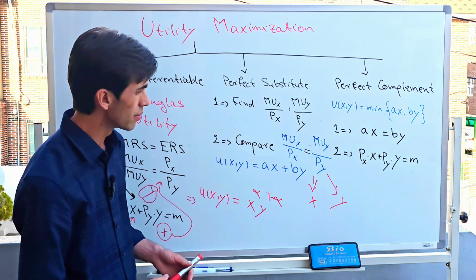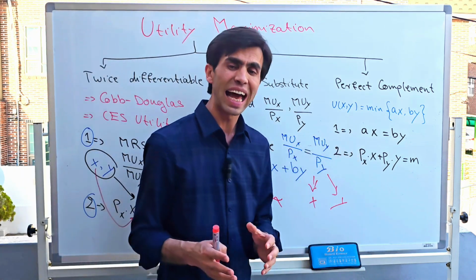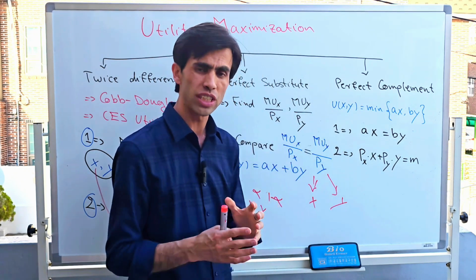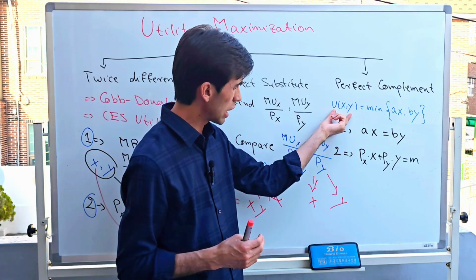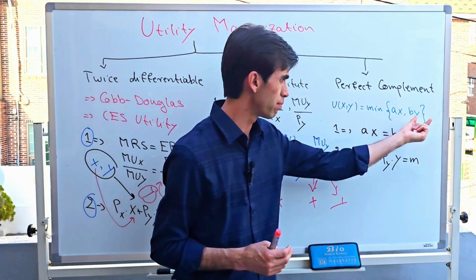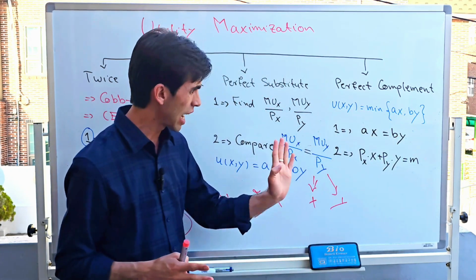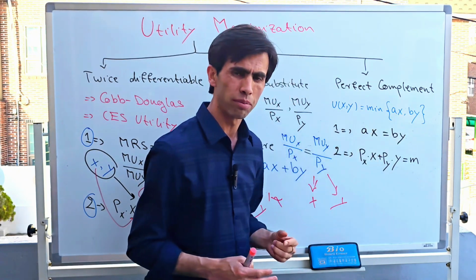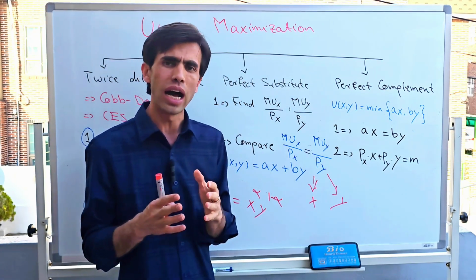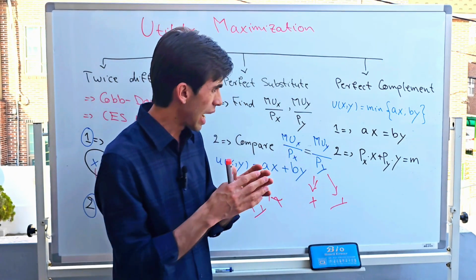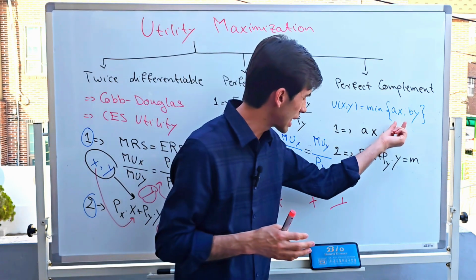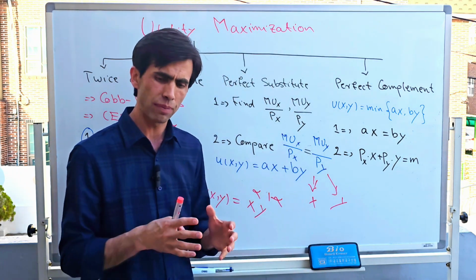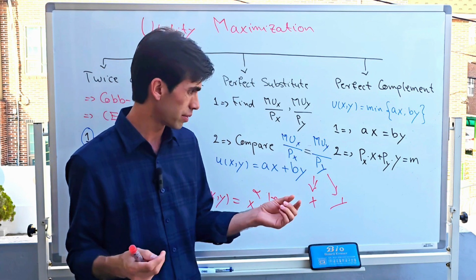And the third one, if we have a non-differentiable utility function, like the perfect complement utility function, which is a min function. The utility function is equal to the min of ax and by. So again, we have two steps. The first step is to equalize ax and by, because we are going to maximize our utility. The level of utility that we get from ax is equal to by. Why? Because they provide similar utility, because they are perfect complements.